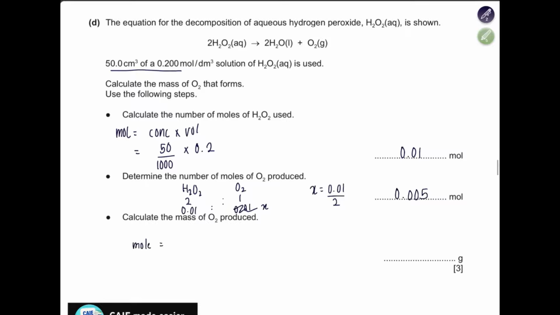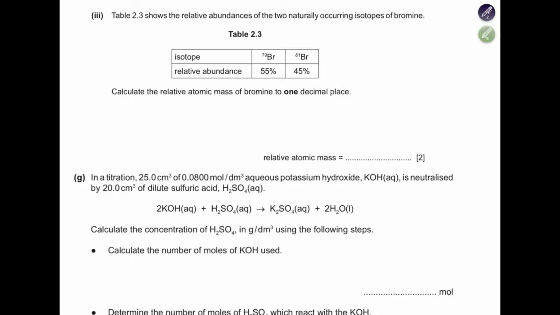Finally, calculate the mass of oxygen produced. Moles is going to be mass divided by mR. Mass is going to be moles, which is 0.005, into mR, which is 16 plus 16. We get 0.16 grams.